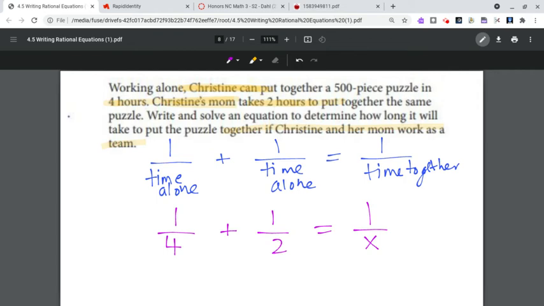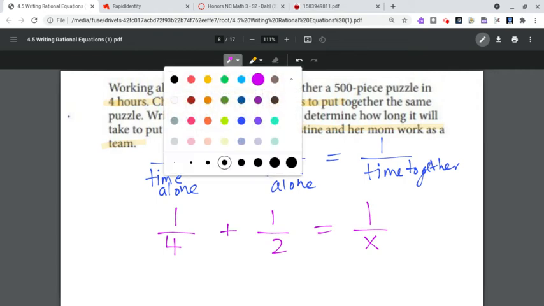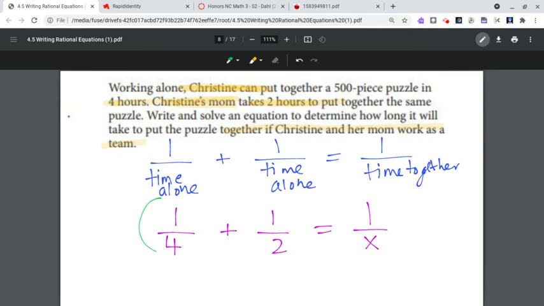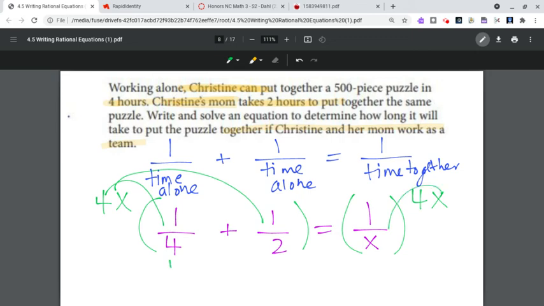Okay, same thing. This is solving a rational equation. I'm going to identify what is our least common denominator. I have a 4, a 2, and an x. So our LCD is going to be 4x. So I'm going to multiply both sides by 4x. On the left, I'm going to distribute 4x into both parts of the binomial. So I get 4x over 4 plus 4x over 2 equals 4x over x.